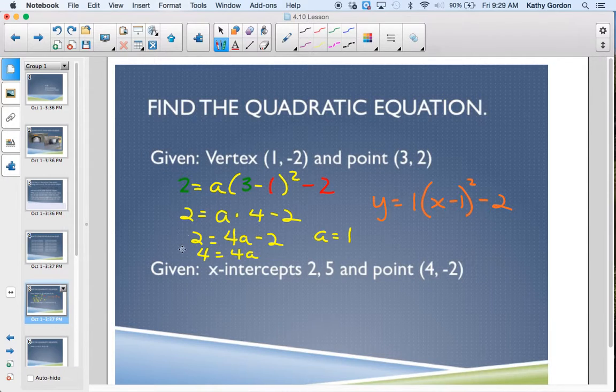All right, what about the next one? This time the information I have is that I have x-intercepts at 2 and 5, and then I know that there's this other point at (4, negative 2). So which form seems like the best fit this time? What's factored form look like?